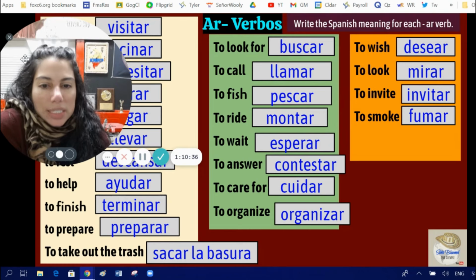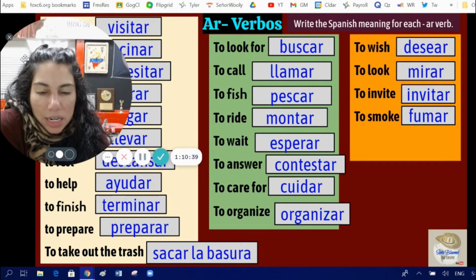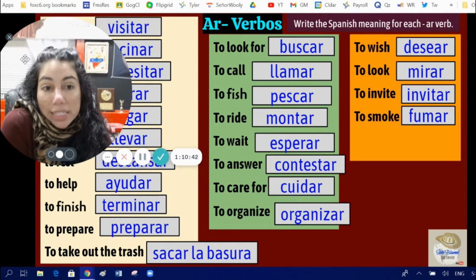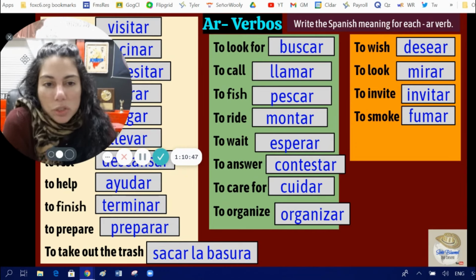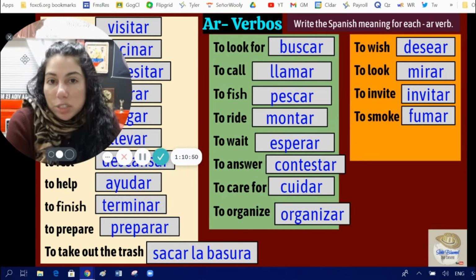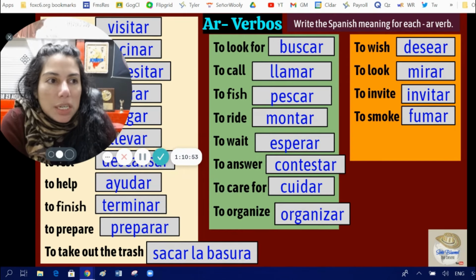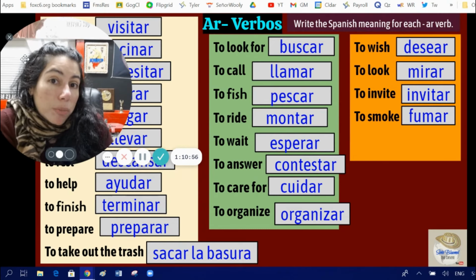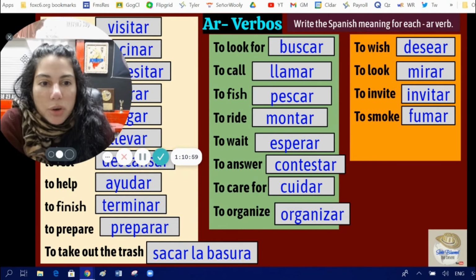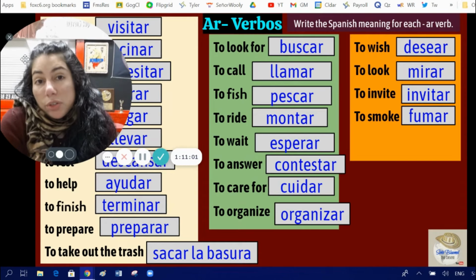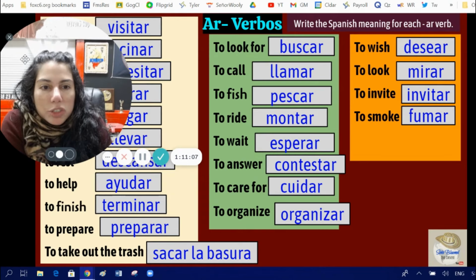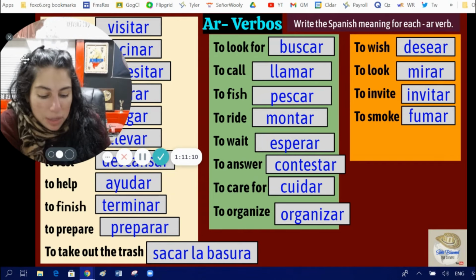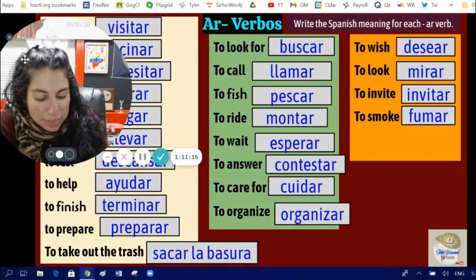Esperar, contestar, cuidar, organizar, desear, mirar, invitar, fumar. So to smoke is fumar, and the reason we include it here is obviously you will see, in many places, prohibido fumar, like smoking is prohibited. So make sure you review that verb because there are many places where that's prohibited, and I want you to understand what that verb means, fumar. Or like in the school, no se fuma, smoking is not allowed. So fumar is an AR verb.